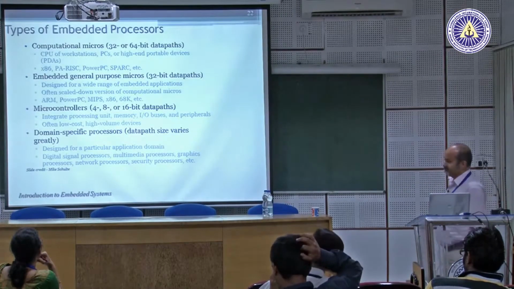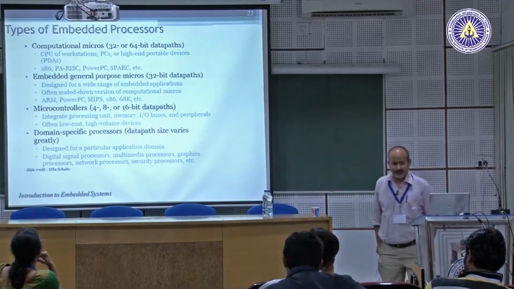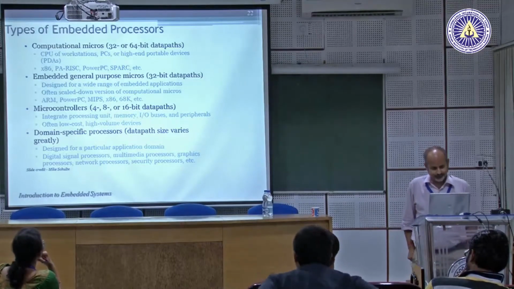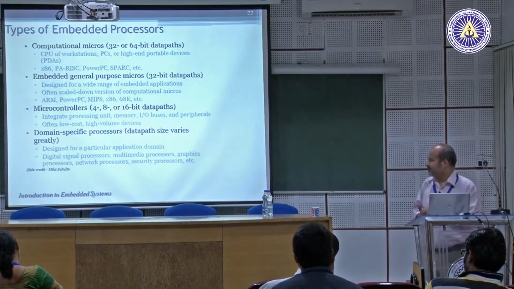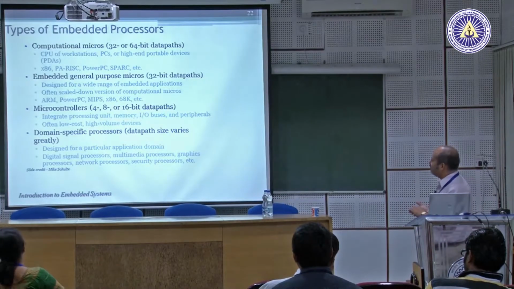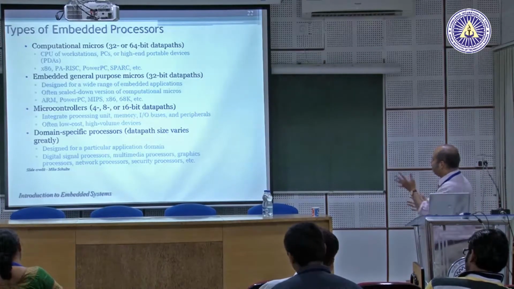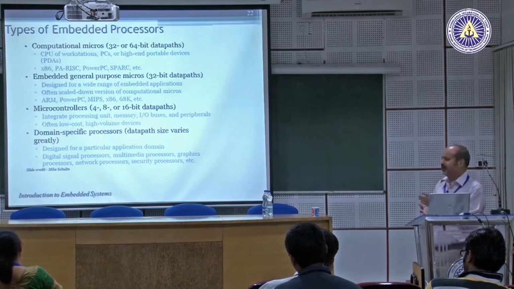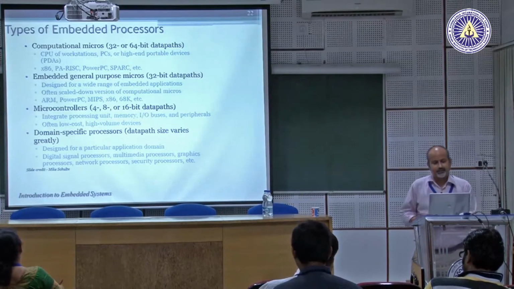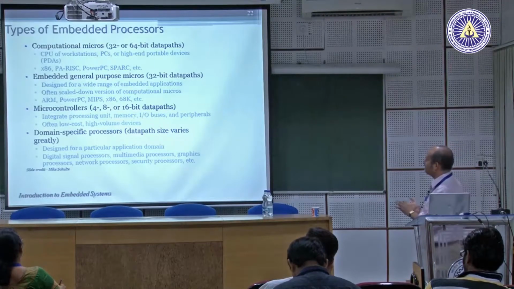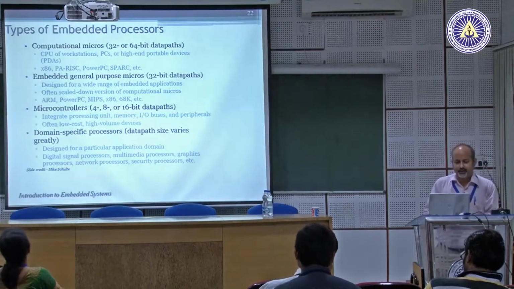So, types of microprocessors. You have computational microprocessors, which we normally put into workstations, PCs and high-end portable devices. They are 32 to 64-bit, and normally now 64-bit is the most common. Examples are the ones you are familiar with, like Pentium class processors, the PowerPC architecture, RISC, mostly from HP, Sun SPARC, and so on.